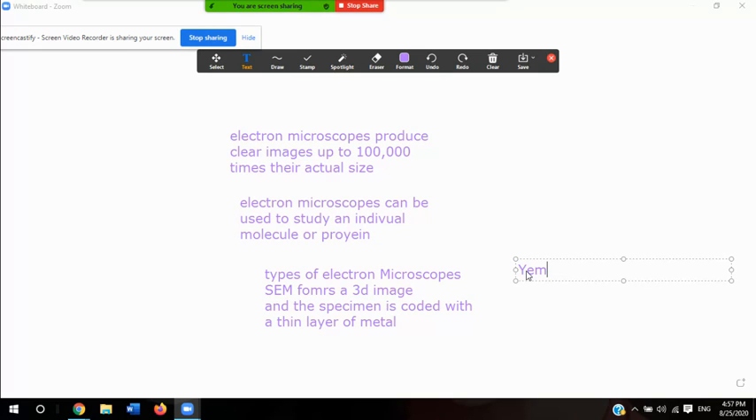Okay, and it's kind of like a light microscope, I guess. It only makes a two-dimensional image, but of course, a TEM, or transmission electron microscope, produces a much larger image. Okay, so the TEM produces a two-dimensional, or 2D, image. All right. So those are the electron microscopes.